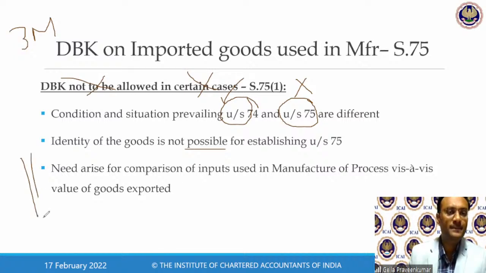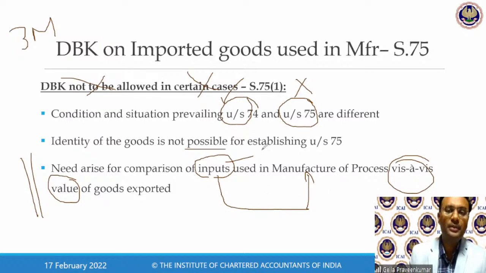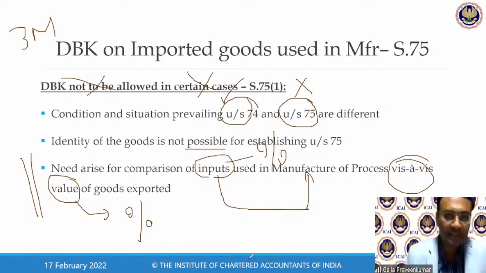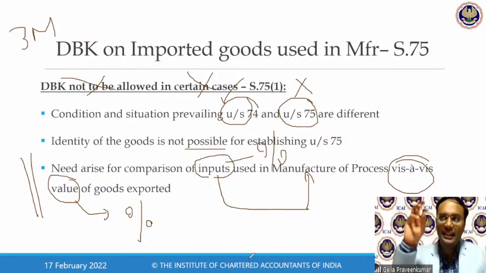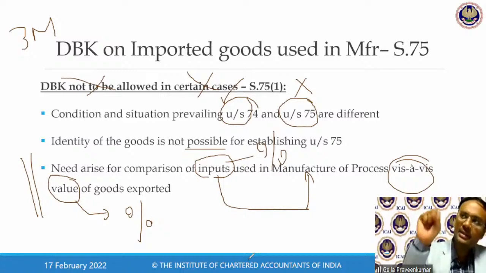Now, 75 says that, look, you're using inputs for using in manufacture. Once the value has been calculated, it is important to compare inputs, how much percentage you have used in the value of goods exported, how much of value is consisting in that. I'll give an example. When I look into my cost sheet, there is a prime cost. In my prime cost, your direct expenses, that is your raw material, your goods. In my cost sheet, when I look at the prime cost, my value of imported raw materials is 5%.